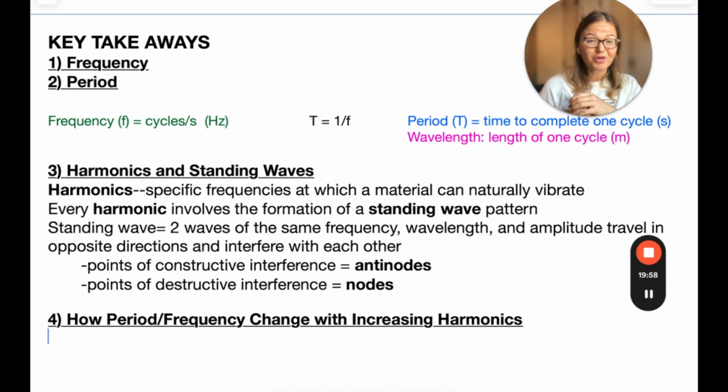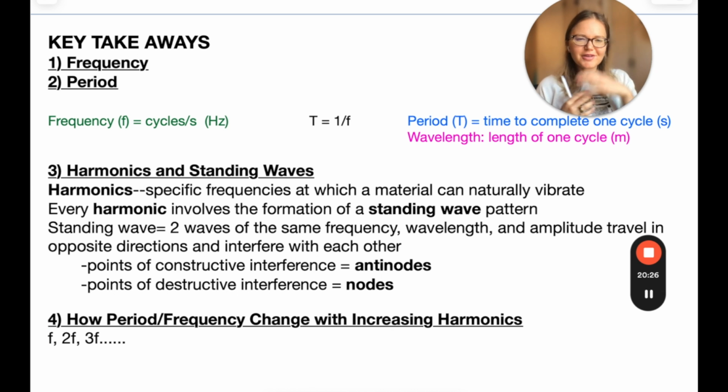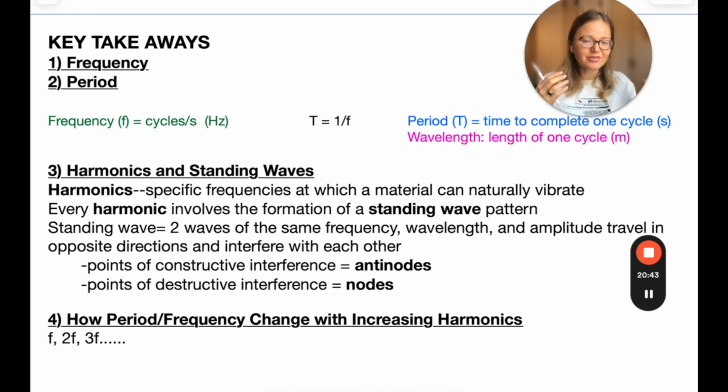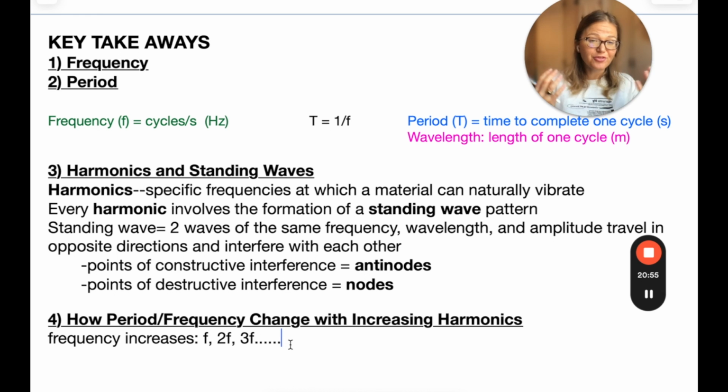Now, how does period and frequency change as we increase harmonics, going from our fundamental frequency, which is also called our first harmonic, to our second and our third, and so on and so forth? Well, every harmonic after the first fundamental one is just going to be a multiple of that fundamental frequency. So if we say that that frequency is F, then the second harmonic has a frequency of 2F, and the third harmonic has a frequency of 3F, and so on and so forth. Now, whereas our frequency increases as we increase harmonics, since we know frequency and period are inverses, our period is going to decrease as we go up harmonics.